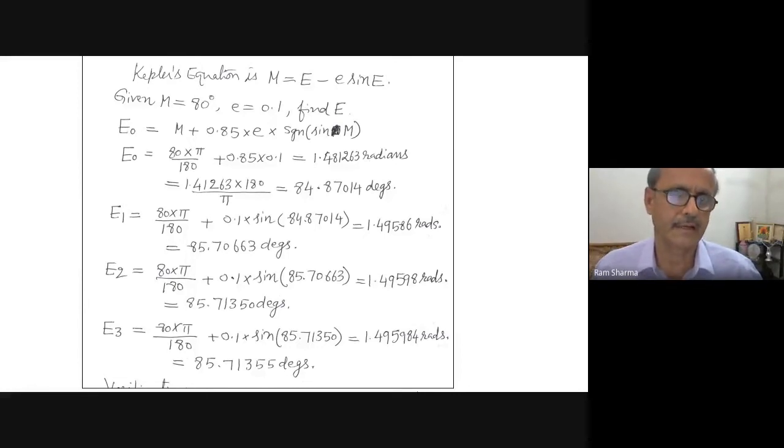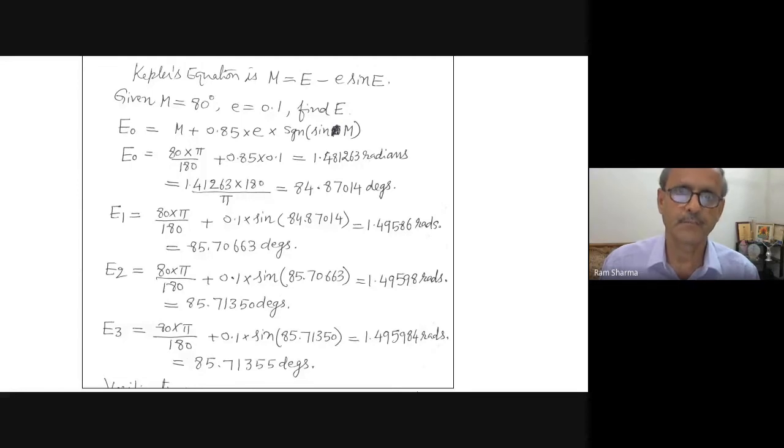Now I have taken a value M equal to 80 degrees and e equal to 0.1. Now we have to calculate E. We cannot calculate it directly. It's a transcendental equation, and with E and sin E both appearing, you just cannot solve it directly. So let us find E0.